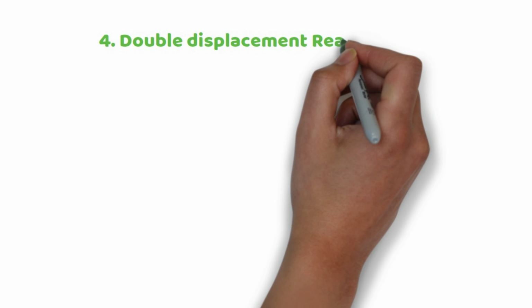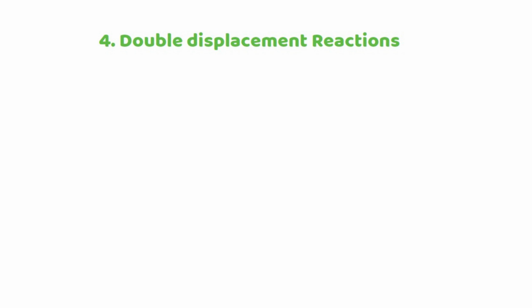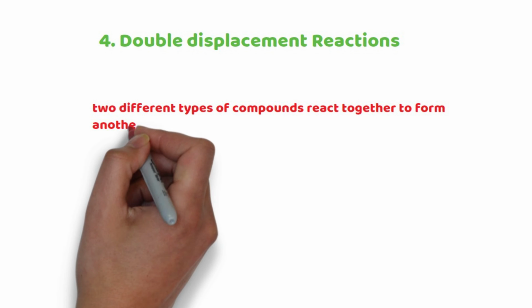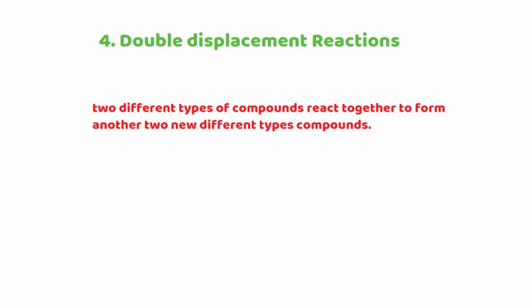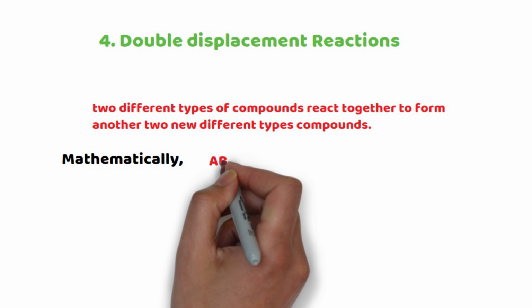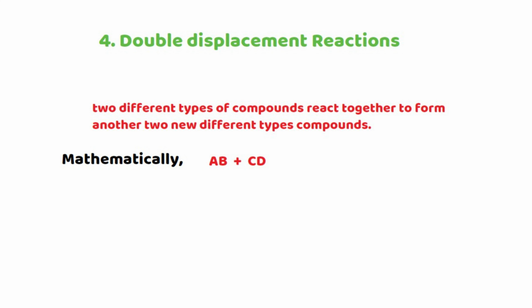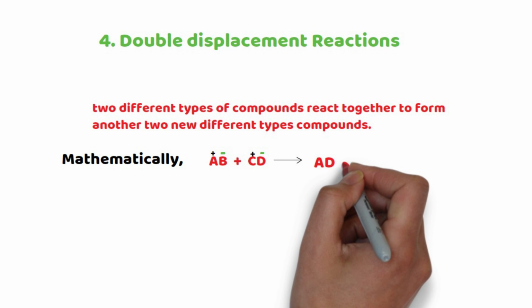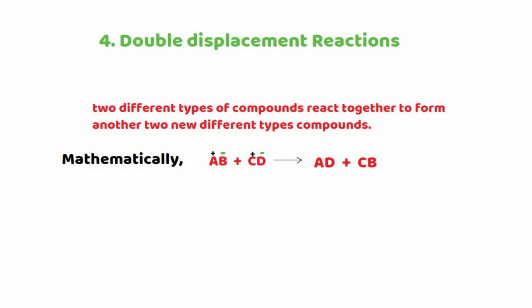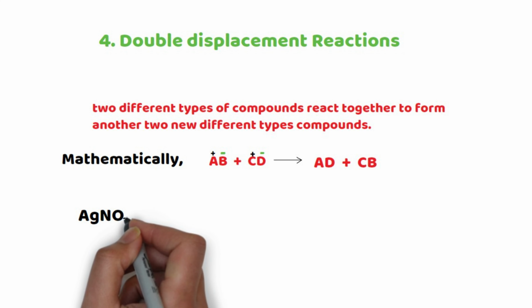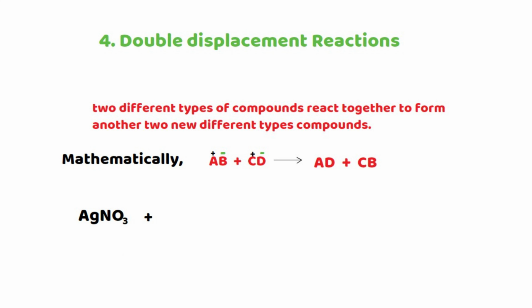The fourth and the last type of chemical reaction is known as double displacement reactions. Two different types of compounds react together to form another two new different types of compounds, known as double displacement reactions. AB plus CD. Here A is positive, B is negative. Again, C is positive, D is negative. Therefore, two different charges attract each other. Finally, they form AD. A attracts D, C attracts B, so CB is formed.